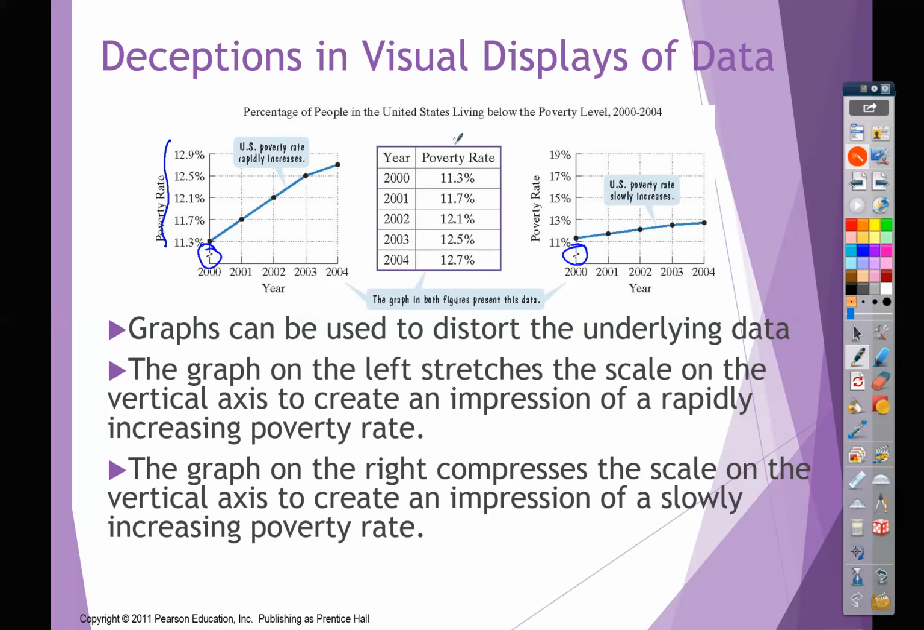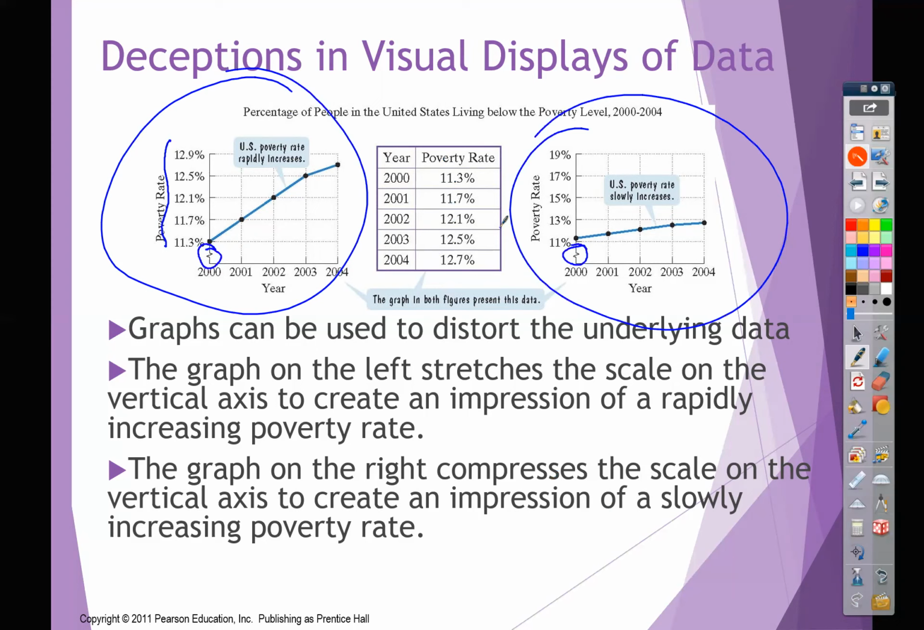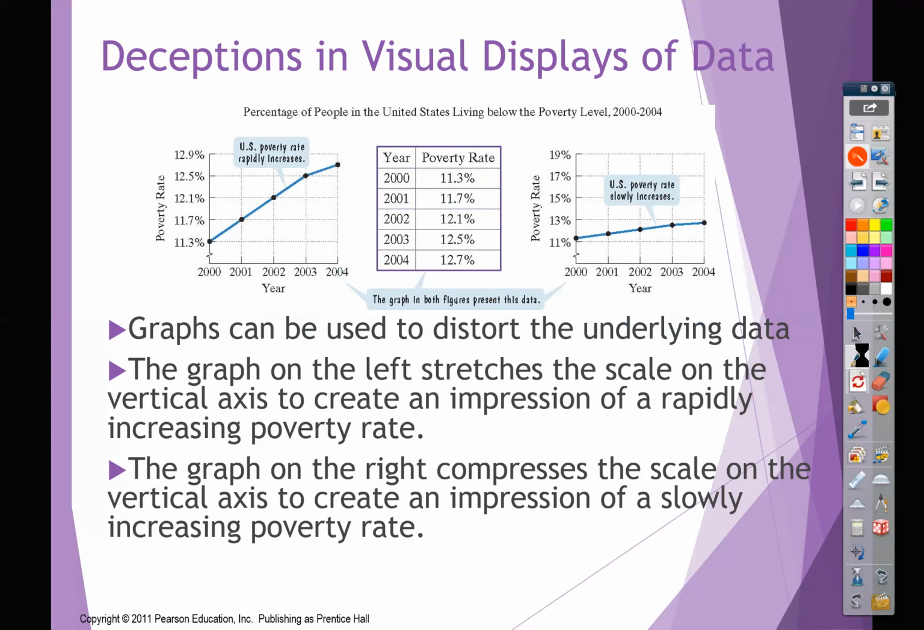Now, the table in the middle is the same information, but it's just posted instead of a graphic. And most people are visual, so they're going to be looking for something. So if they see a graph like this, they're going to go, oh my goodness, the poverty rate is increasing so much. But if they look at that graph, which has the same information but displayed differently, they're going to think, wow, we're doing okay.